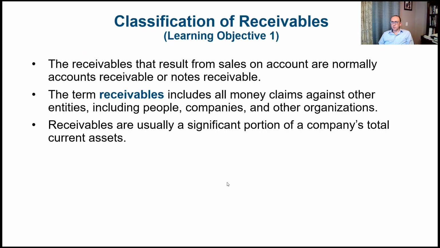So the first thing that we're going to start with is to see how receivables are classified. The receivables that result from sales on account are normally accounts receivable or notes receivable. And when we say sales on account, it's whenever the business is providing a service or delivering a product without getting the cash right away. So we call that accounts receivable, or it can be in the form of a signed document, where we call it notes receivable. So the term receivables includes all money claims against other entities, including people, companies, and other organizations.